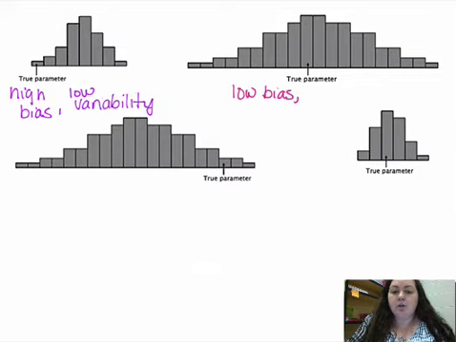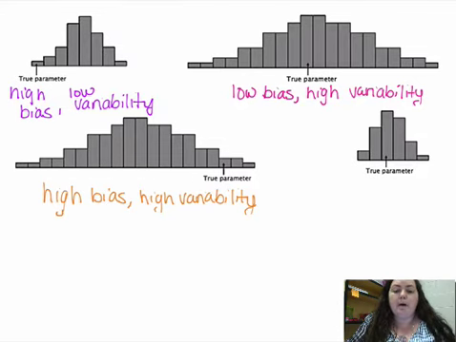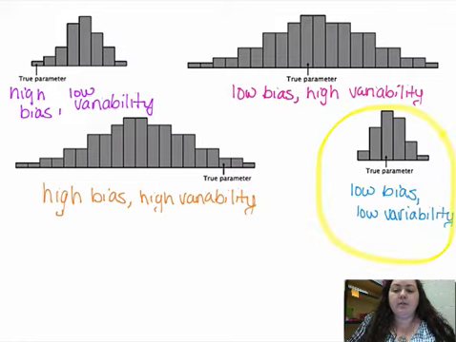Okay. In this one, I have a low bias. My true parameter is pretty much where I would expect it to be, in the center there. But I have a very high variability. The values are a lot more spread out. All the samples are more spread. The next one is very spread, and the true parameter is very far, so it has a high bias and a high variability. And then the next one has a low bias and a low variability. So that's what we're trying to achieve when we're setting up experiments or surveys or studies. We want to have low bias and low variability.